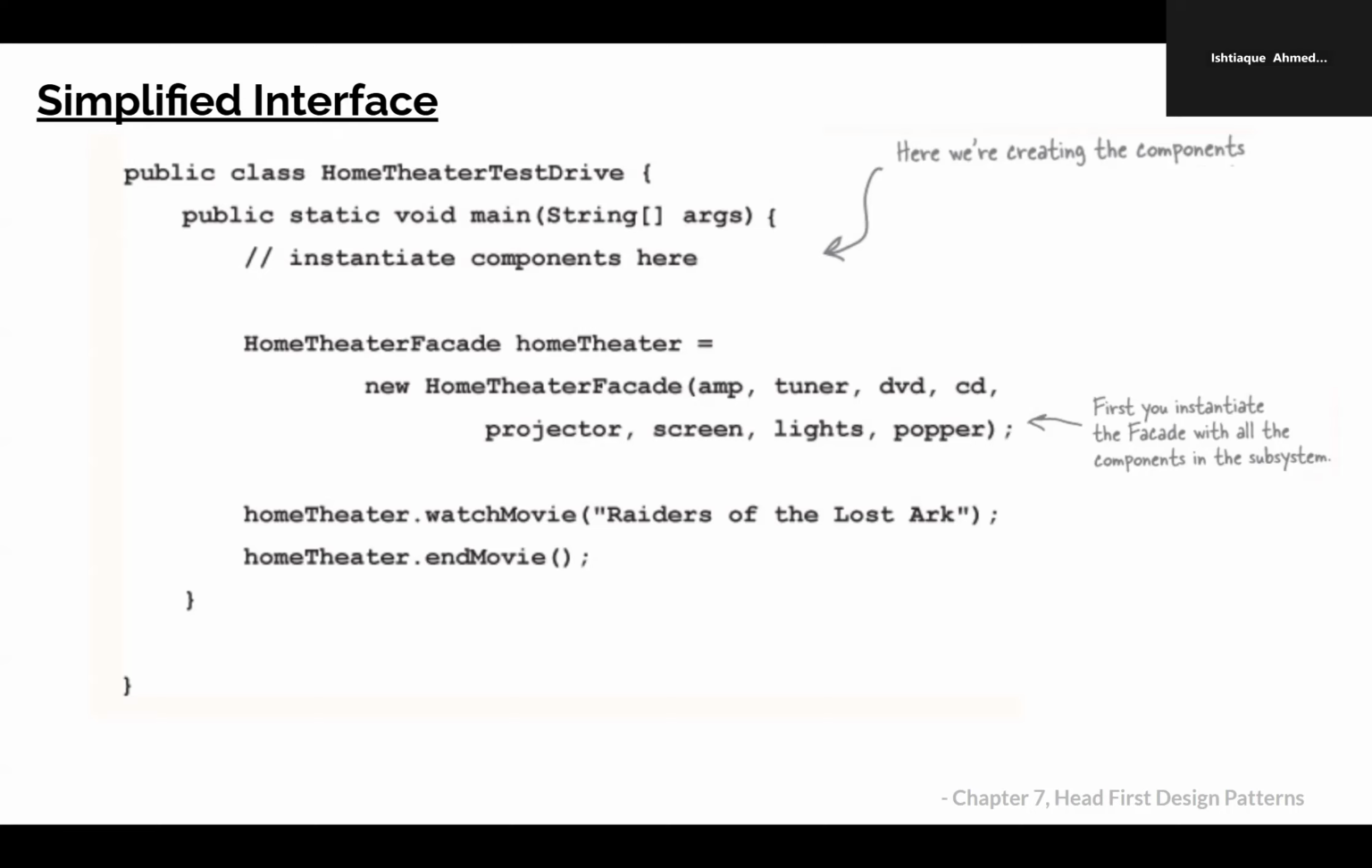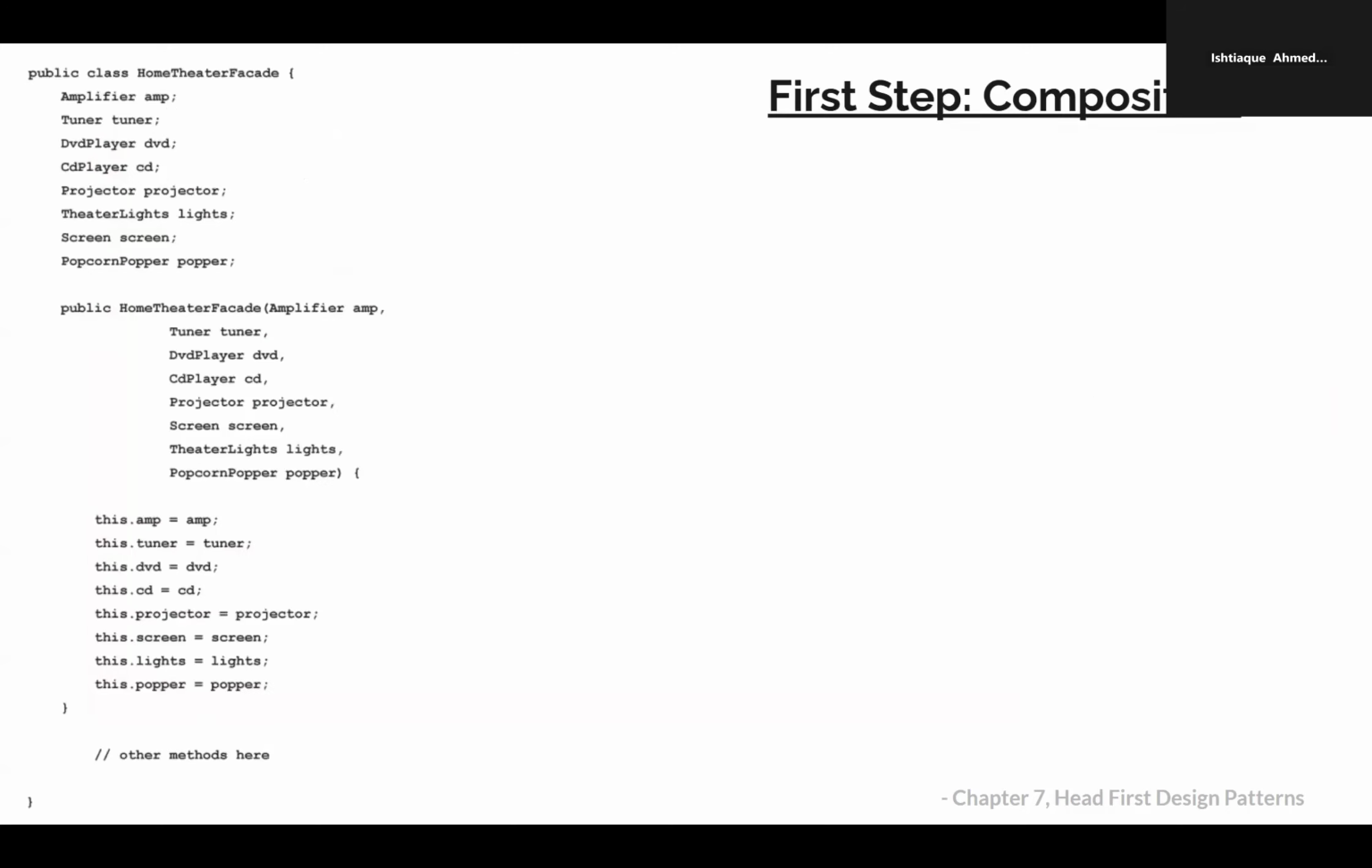Now, if we want to watch the film Raiders of the Lost Ark, we just pass the name of this film to the facade and call the facade's watch movie method. This will turn everything on and start playing the movie. When we are done watching the movie, we will simply call the end movie method and it will turn everything off, thus streamlining all the different steps.